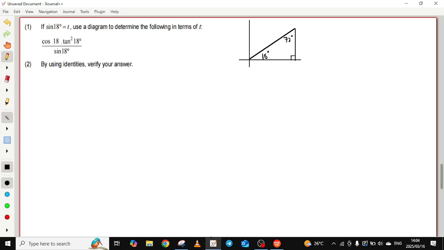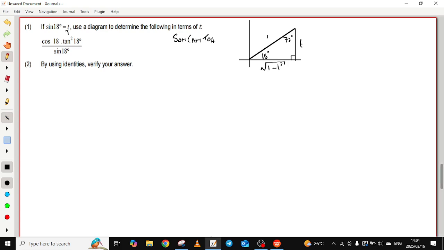Now it said sine 18 is t, and according to our current knowledge of trigonometry, there's this mnemonic that we use, which is called SOHCAHTOA. So this means sine is opposite over hypotenuse, so opposite is t, hypotenuse is 1. And if that's the case, according to Pythagoras, this will be the root of 1 minus t squared.